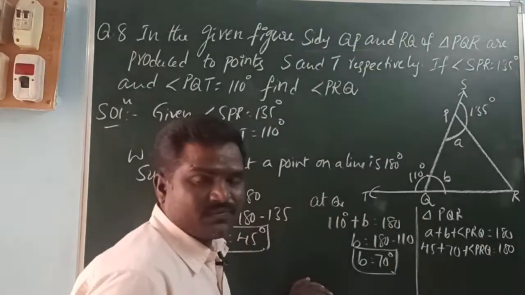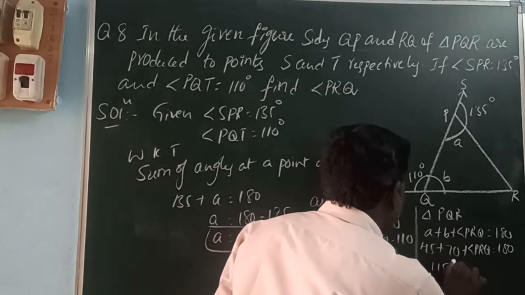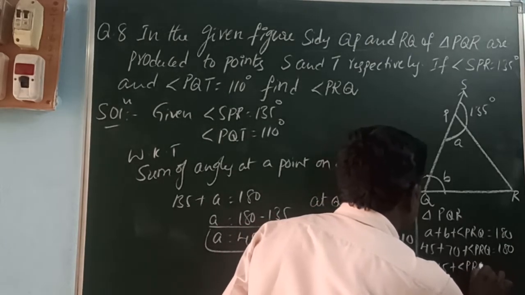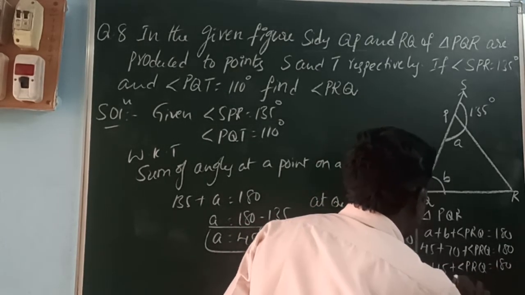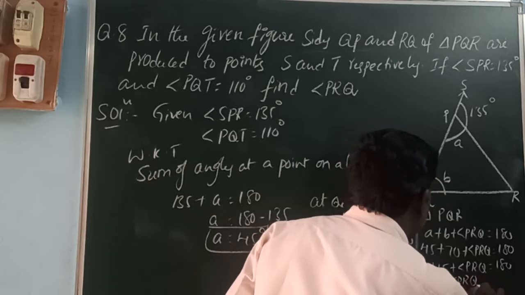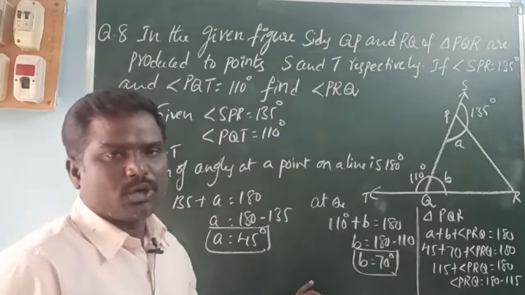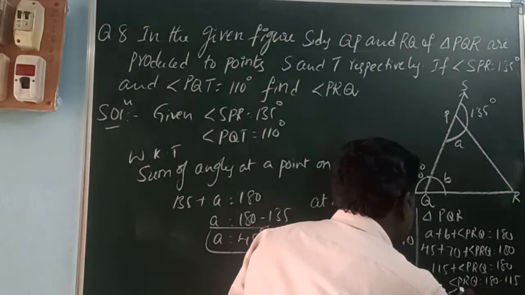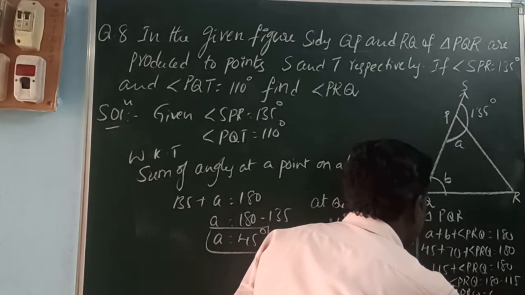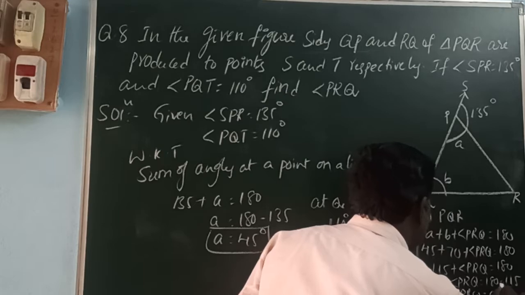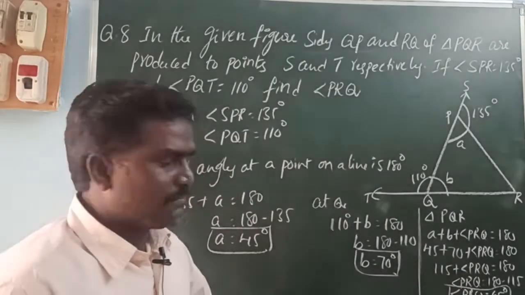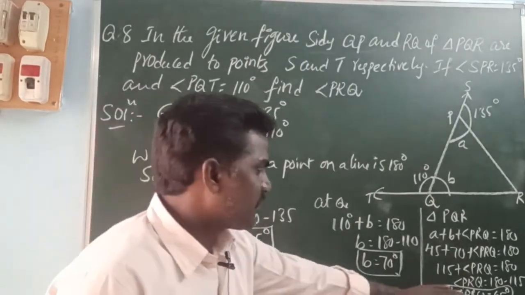So 70 plus 45 is 115. So 115 plus PRQ is equal to 180. So angle PRQ is equal to 180 minus 115. So 180 minus 115, how much? 65. So angle PRQ is equal to 65 degrees.